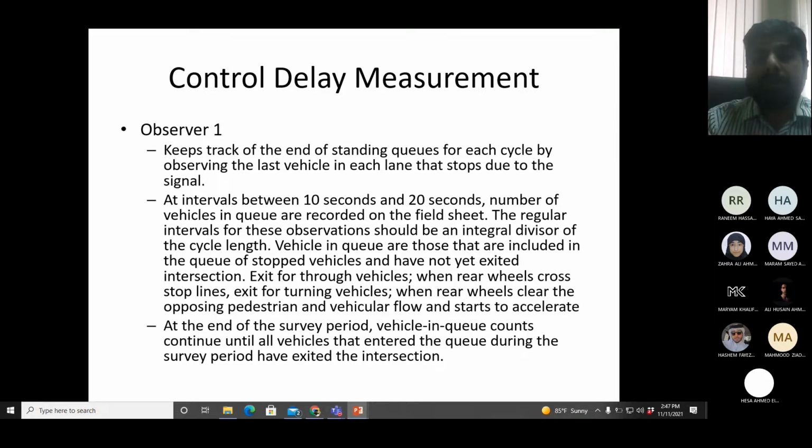Now, how much time interval should I give him? Should I give him 10 seconds, 20 seconds, 30 seconds? How much time interval should I give him after which he will recount the number of vehicles in the queue? The time period depends upon the signal cycle. What is a signal cycle? A signal cycle is the time during which the signal completes all its indications.